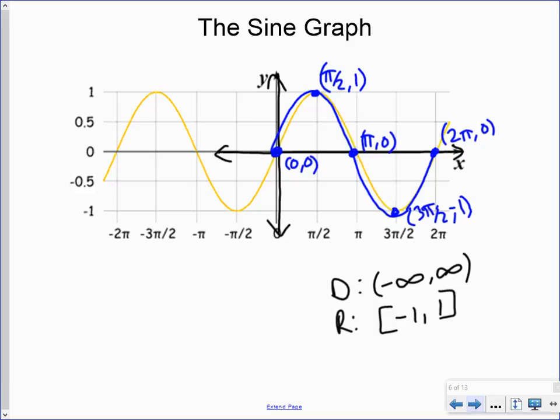So this is a shape that you'll get really familiar with in terms of sine. When I was in high school and I learned the sine function, I remembered that it started at 0, 0, and then I remembered mountain high, valley low. You go up first and then you come down. That was how I remembered sine.